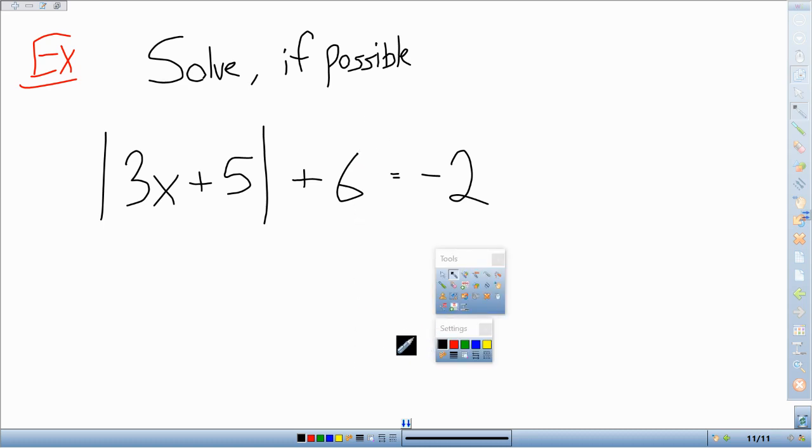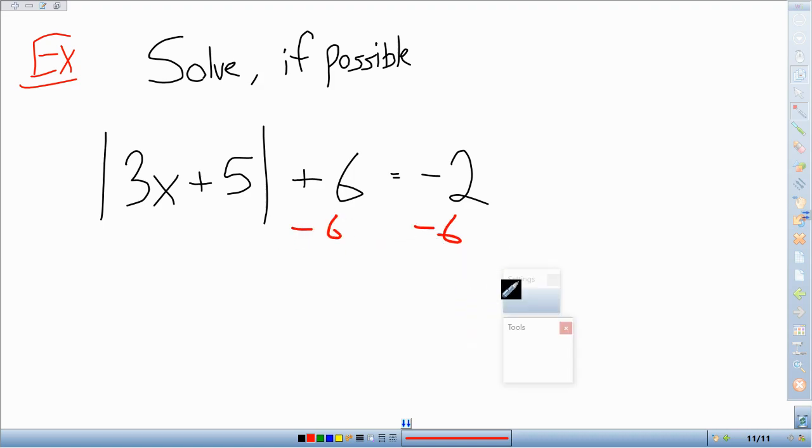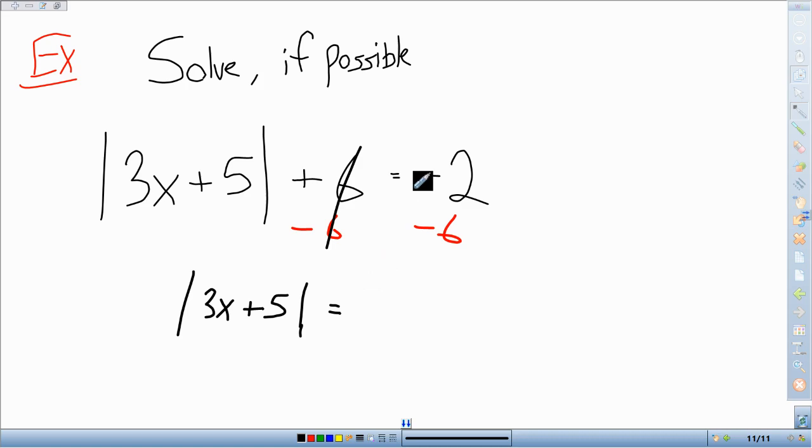Just like before, I'm going to go ahead and isolate this absolute value just like always. The 6 is being added, so I'm going to get rid of it by subtracting. All right, so they're gone. I have the absolute value of 3x plus 5. Over on the right, I have negative 2 minus 6, which gives me a negative 8.